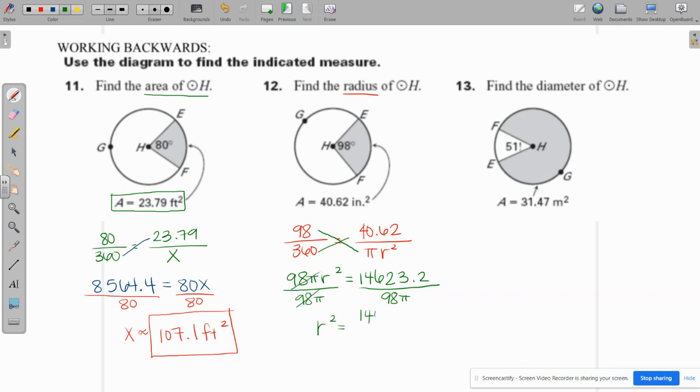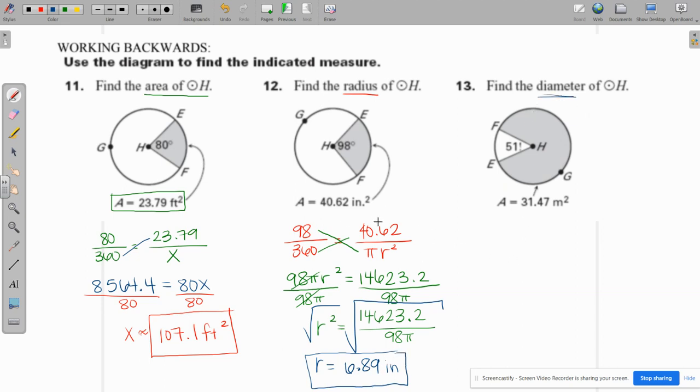So r squared is 14,623.2 divided by 98 pi. To isolate r, we're going to square root both sides. I'm going to type all of this in my calculator at once, the square root of this quantity. When we do that, we get r is equal to 6.89, and this would be in inches. And you can imagine what you do for diameter. You would first solve it just like you did here for the radius, but then we know the diameter is 2 times the radius, so you would multiply by 2.